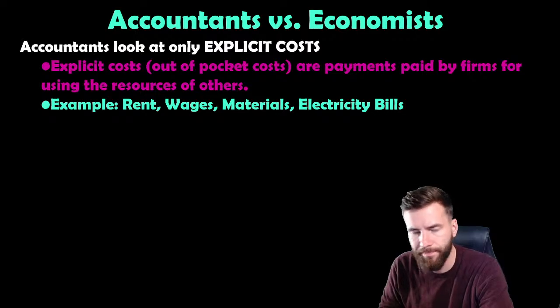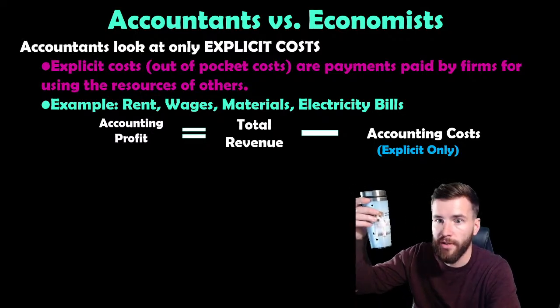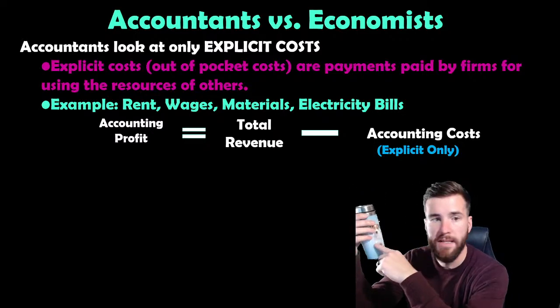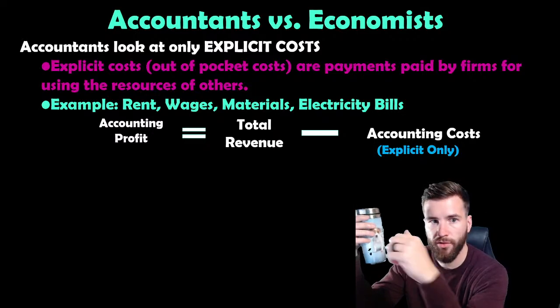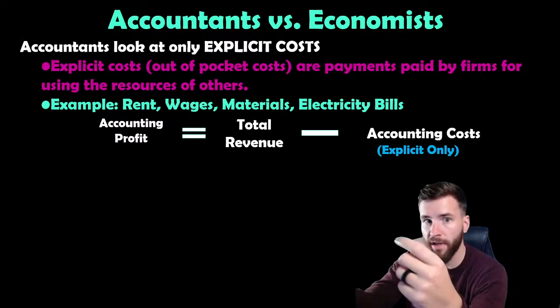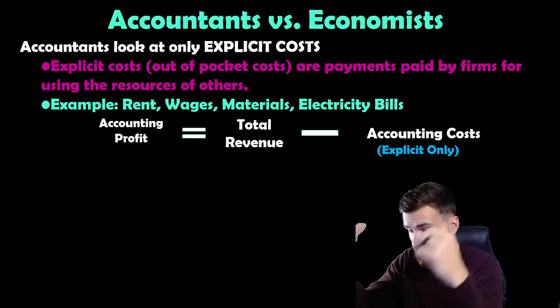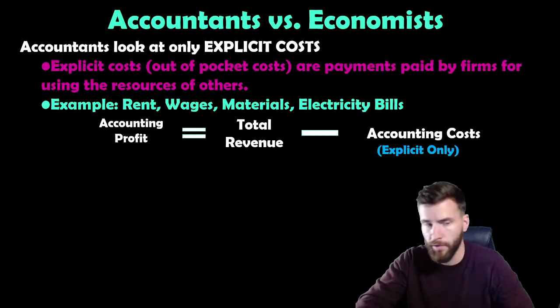So an accountant calculates profit just like this. How much money did you bring in? $10. How much did it cost you to produce it? $8. Your accounting profit's $2. Good job. You're making $2 per unit. Keep it up. You're making money. Stay in business, right? That would be what the accountant would probably say. You're making profit. Good job. You're good. You're fine.